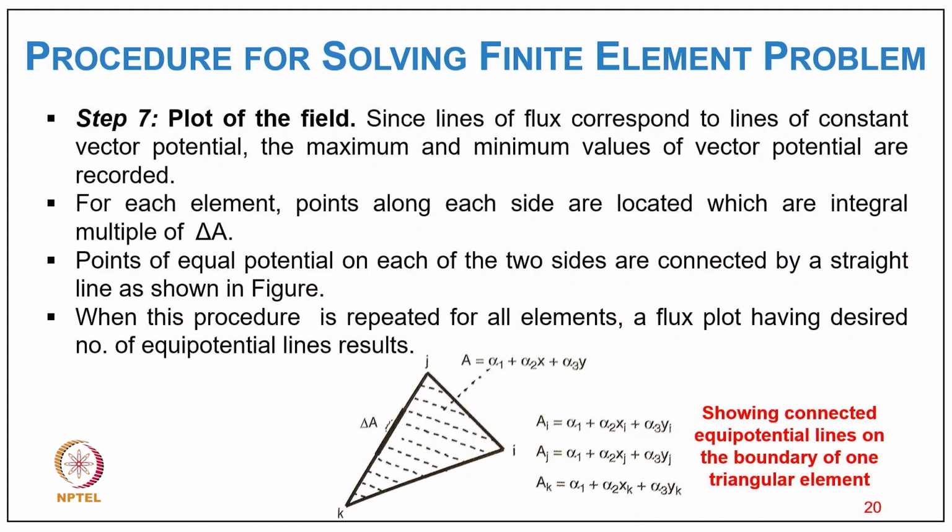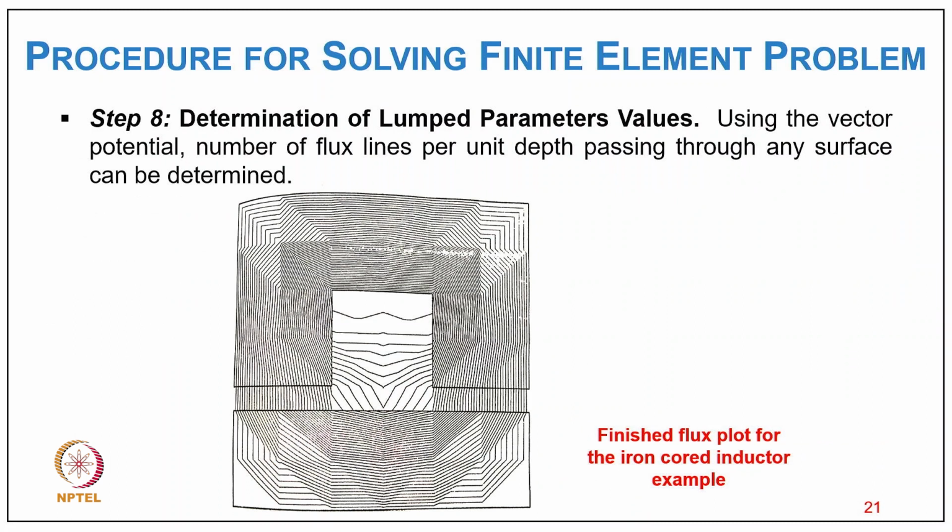So showing here typically connected equipotential lines on the boundary of the triangular element, defined in terms of AI, AJ, AK, in terms of alpha 1, alpha 2, and XJ, and alpha 3 and Y, typically IJK. Now coming to step 8, determination of lumped parameter values. Using the vector potential, the number of flux lines per unit depth passing through any surface can be determined. As you can see, the finished flux plot for the iron core inductor is an example.